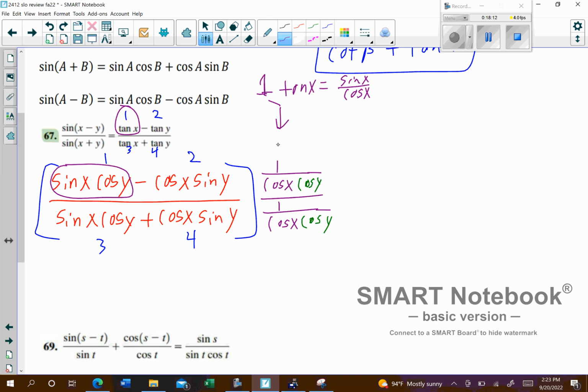But what's going to happen is I'm going to distribute it, and all of these are going to get distributed to all four parts. So all four parts are going to get divided by the same thing right here. So let's go ahead and do that. And then once we do that, it actually works out pretty nicely. So let's see the first one.